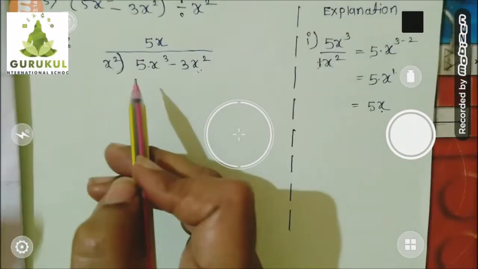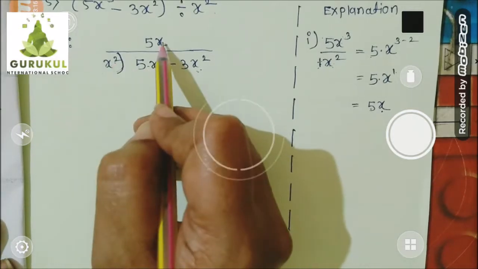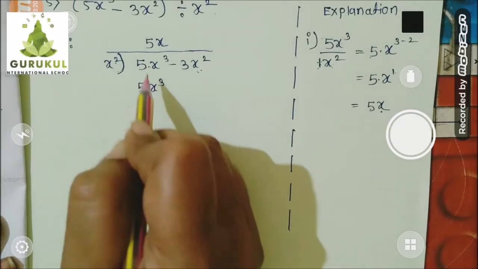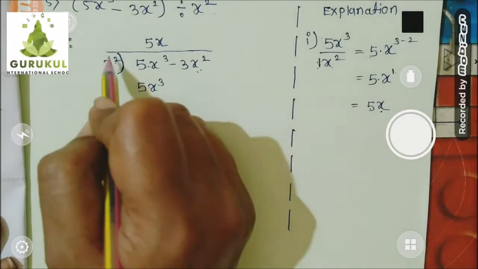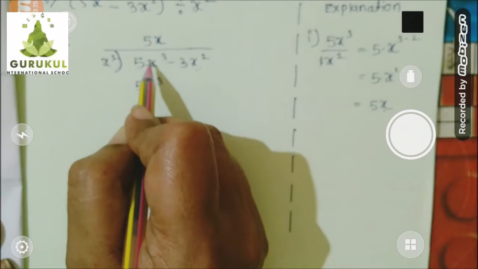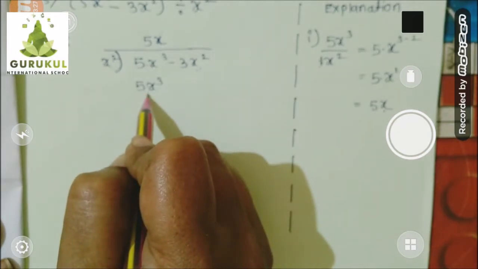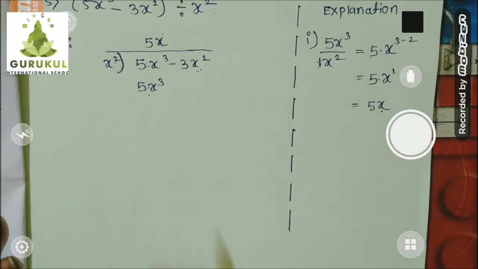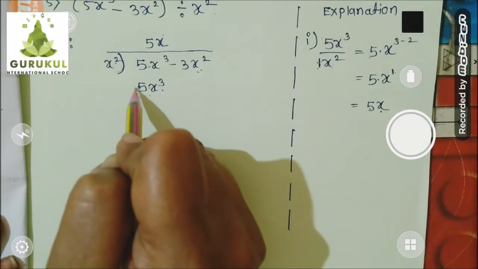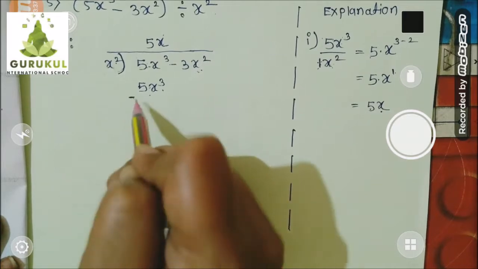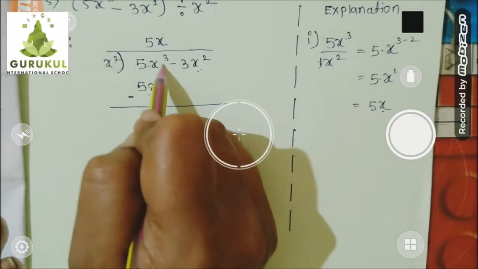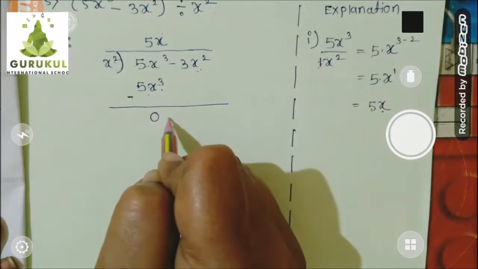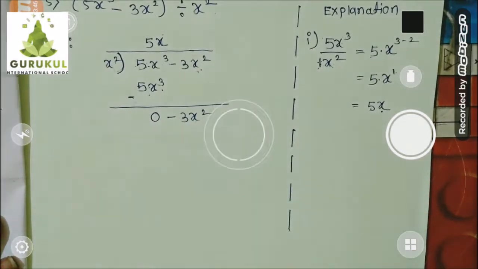You can cross check also, children. Multiply x square into 5x. You will get the answer 5x cube. You should get this term only, children, after multiplication of this. So you got it. Now subtraction. While subtracting, the second term's sign will be changed. This is plus, but I will change it to minus. Now plus 5x cube minus 5x cube, 0. Now put the second term down, minus 3x square.